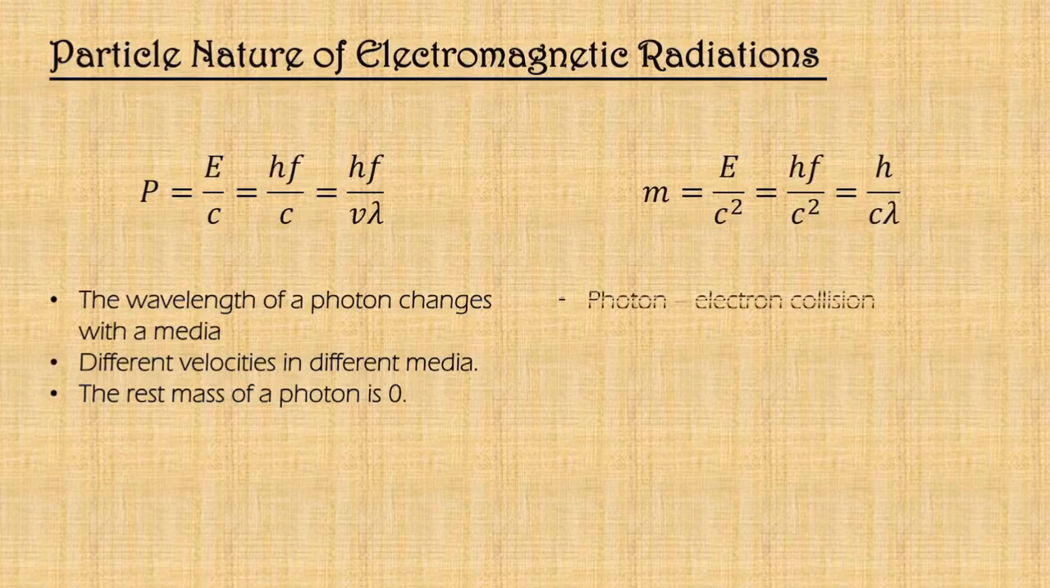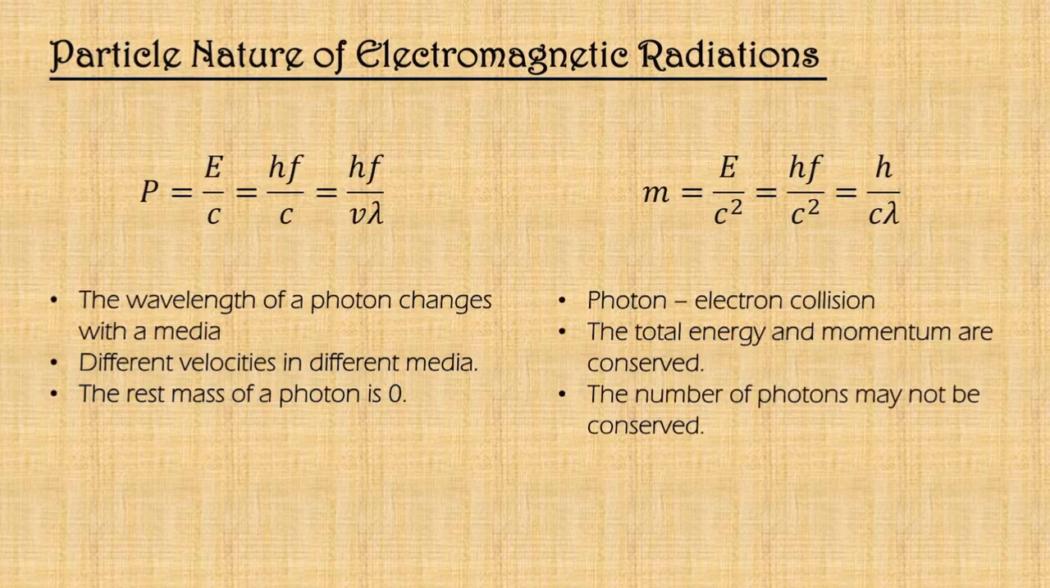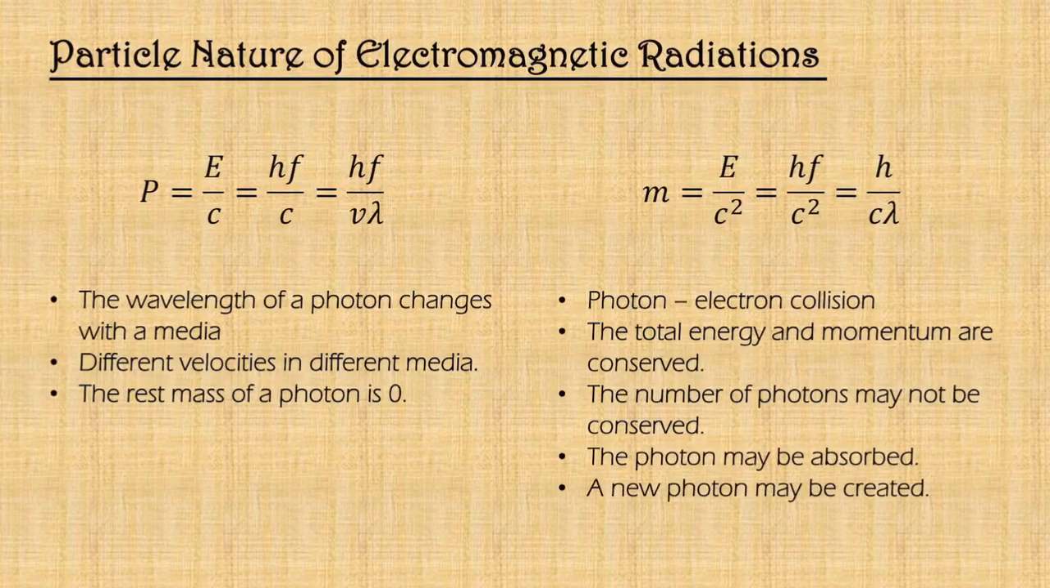In photon-particle collision, such as photon-electron collision, the total energy and momentum are conserved. However, the number of photons may not be conserved in a collision. The photon may be absorbed, or a new photon may be created.